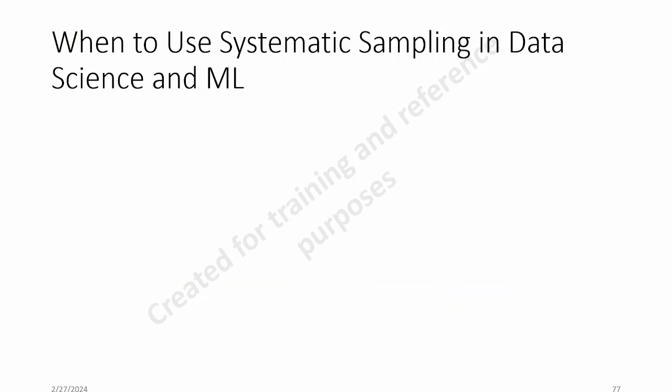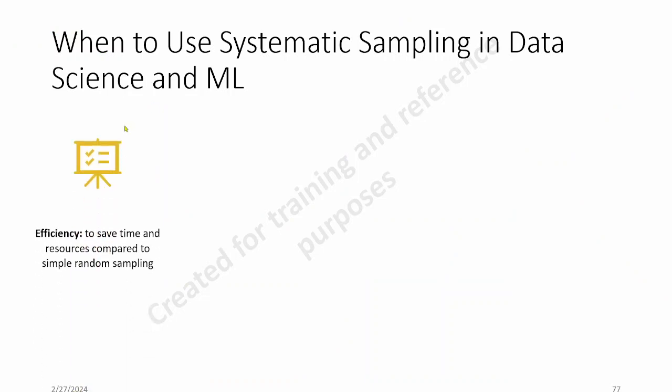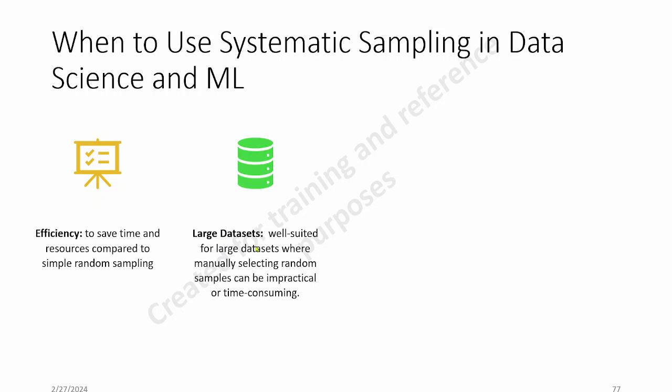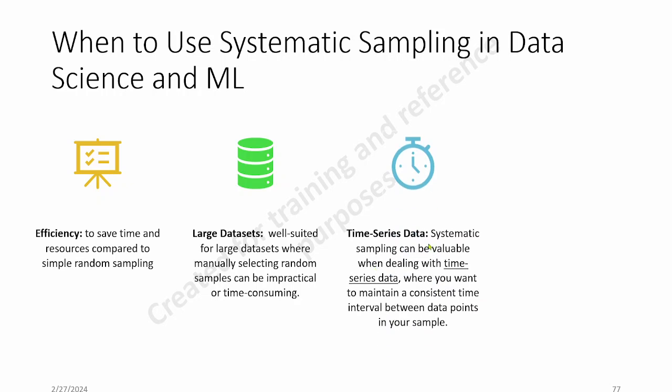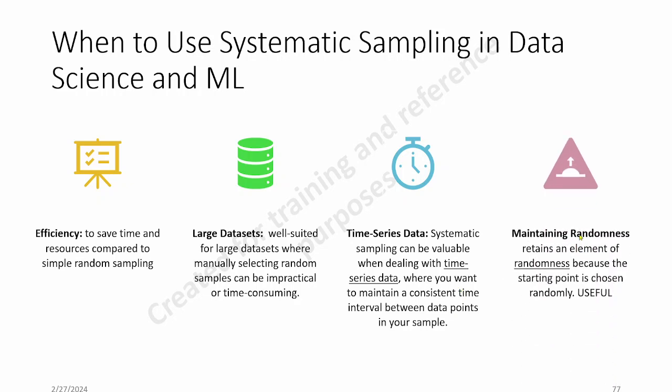So when do we use systematic sampling in data science and machine learning? Obviously, this is more efficient because you save time and resources compared to vanilla simple random sampling. It's well suited for large data sets. And for time series data, where the data is ordered by time, systematic sampling is very efficient and useful. It also maintains a little bit of randomness in the data because the starting point is randomly picked.